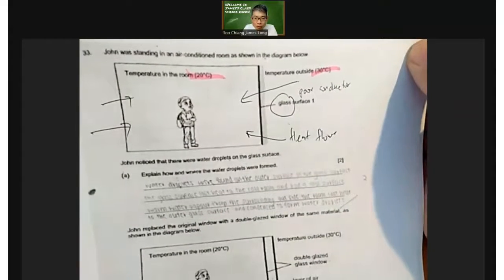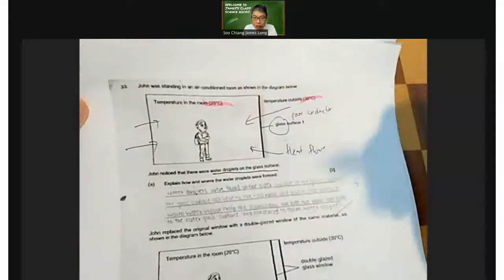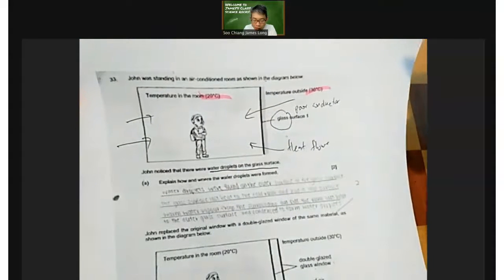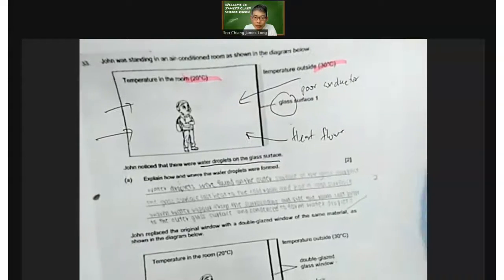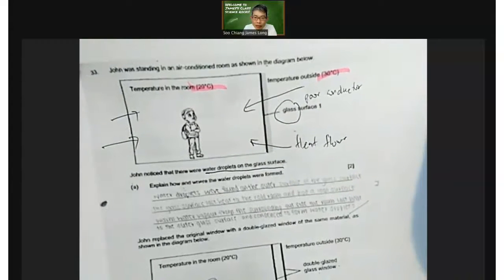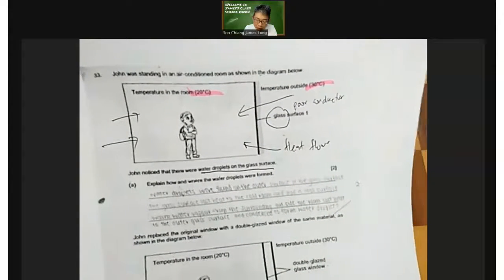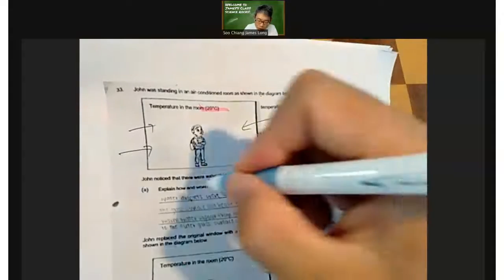John noticed that there were water droplets on the glass surface. Water droplets. This means they must be talking about condensation. Okay. Explain how and where the water droplets were formed. So there are 2 points, 2 marks, right? So how was it formed?